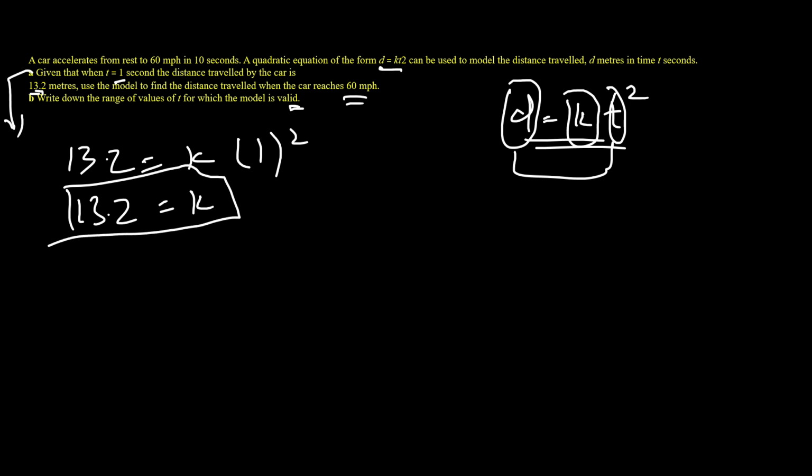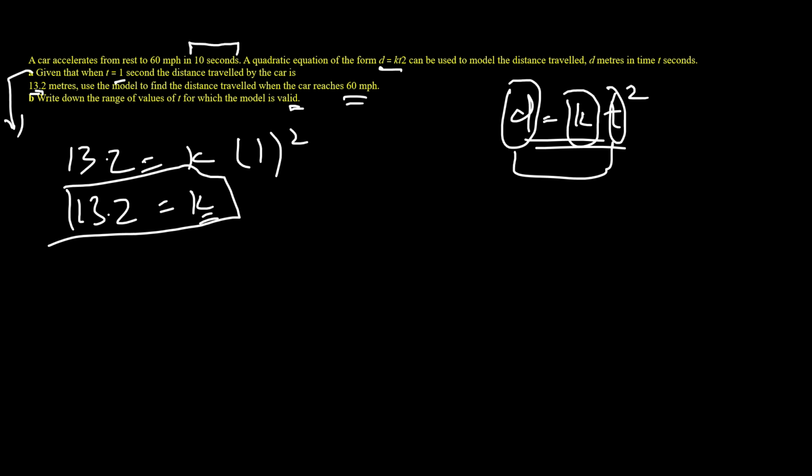Now use this model to find the distance traveled when the car reaches 60 miles per hour. In the problem statement, it is written the car accelerates from rest to 60 miles per hour in 10 seconds. So the total time to reach 0 to 60 miles per hour is 10 seconds. So we will use this 10 seconds as time. The value of k we have already found, and the same formula will be used, and we will find the total distance it took for the car to reach from 0 to 60 miles per hour.